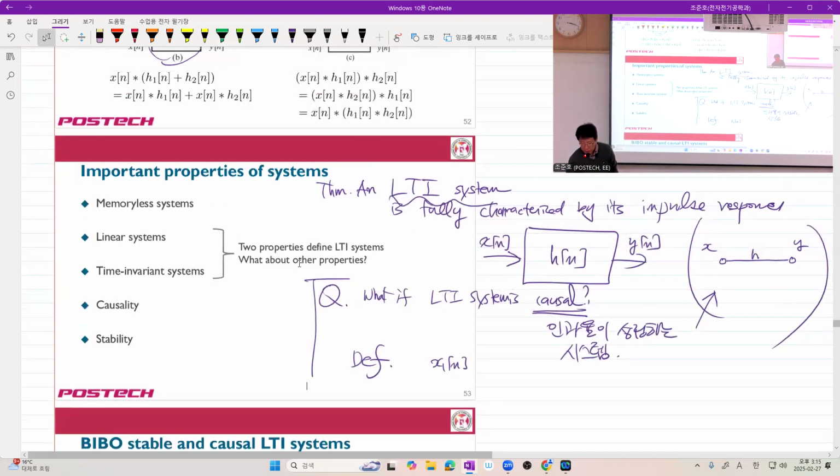And here goes the question. So what if an LTI system is causal, then can we say something in terms of the impulse response? Also, about BIBO stability. Suppose an LTI system is BIBO stable, then can we say something in terms of the impulse response? Got it? That is the idea. Okay, that's all for today.